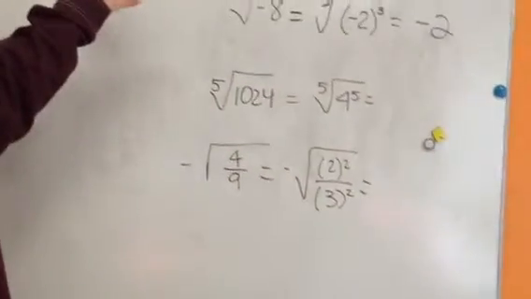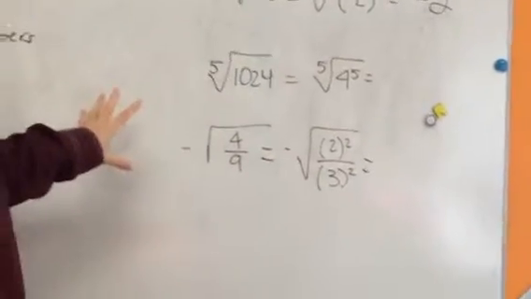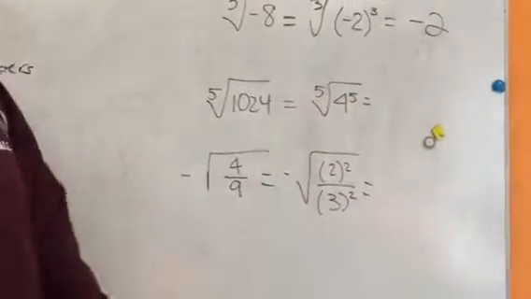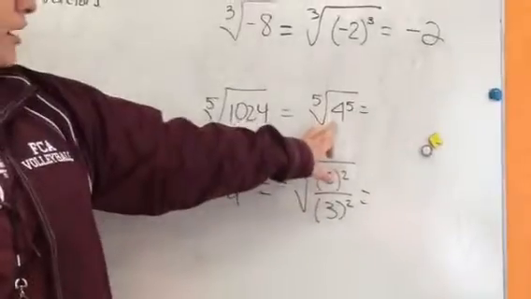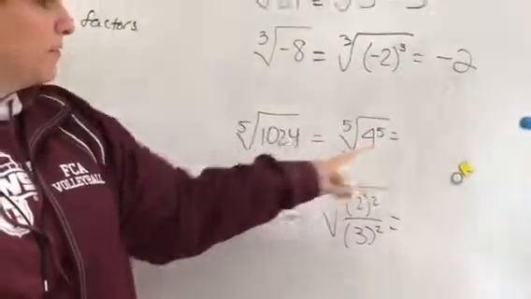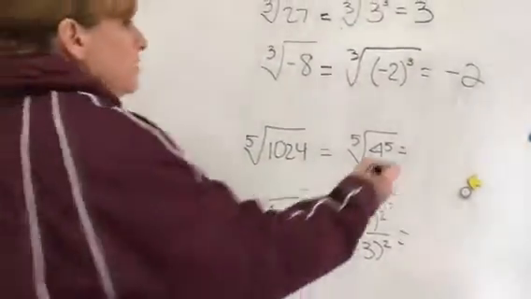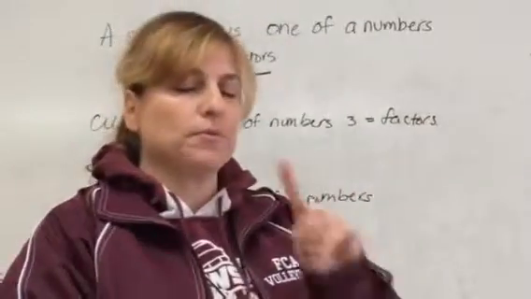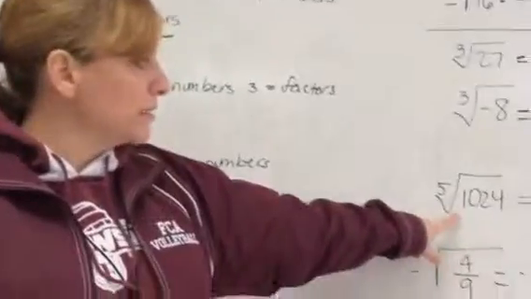So when you did 1024 all the way down, you would have found out that 4 multiplied by itself 5 times, and that's not a prime, but 4 multiplied by itself 5 times is 1024. So the answer to that is 4. And that just means 4 times 4 times 4 times 4 times 4 equals 1024.